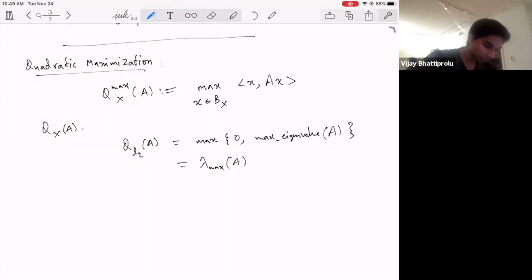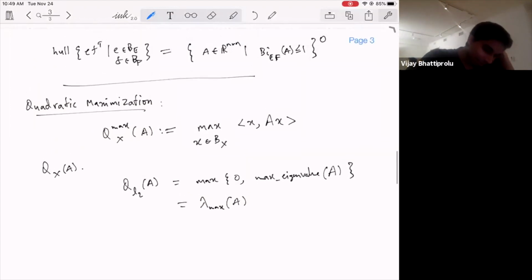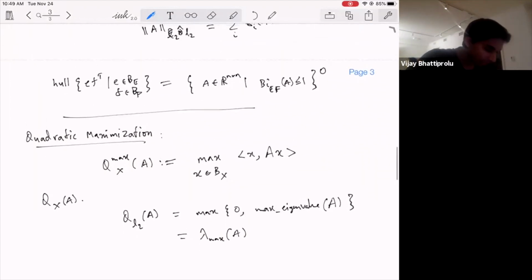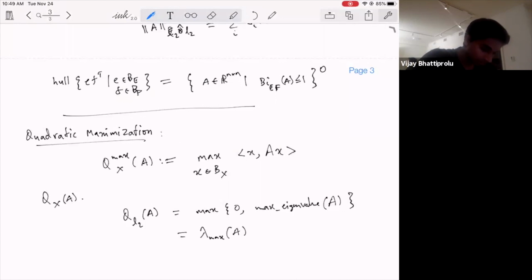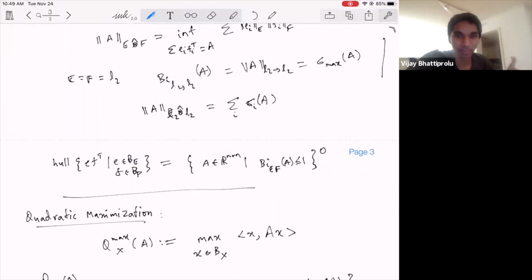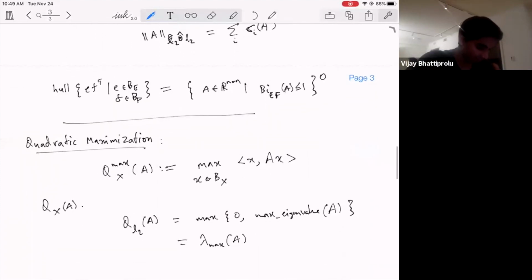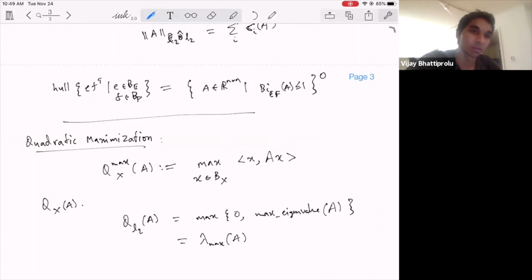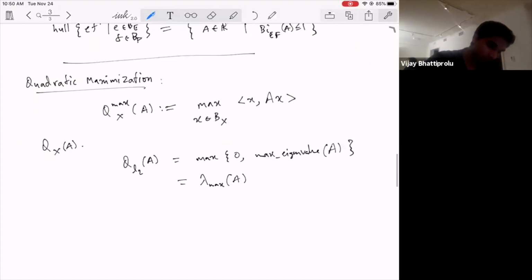Okay, so it's advisable to contrast the L2 case here with the L2 case in the bilinear version, where for a symmetric matrix A, the maximum singular value is the maximum magnitude eigenvalue, right? Whereas the quadratic maximum is the maximum eigenvalue. So there's a subtle difference between the two quantities.